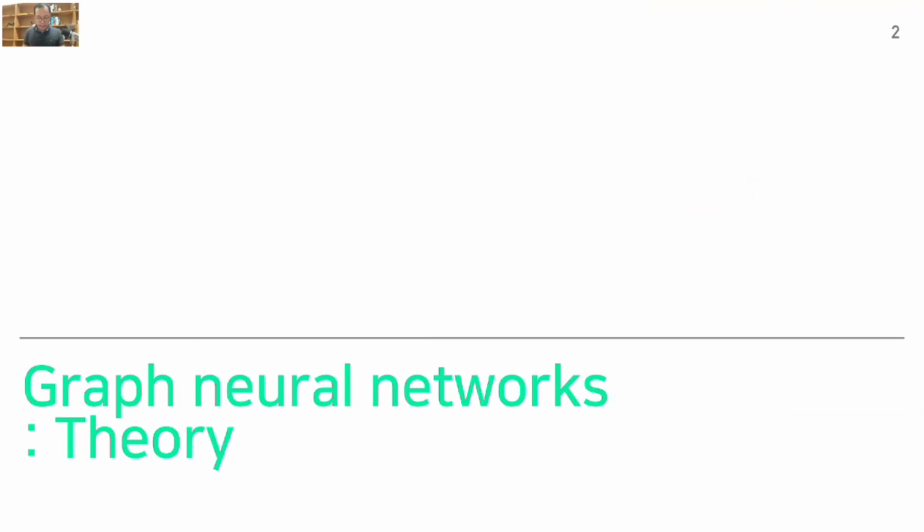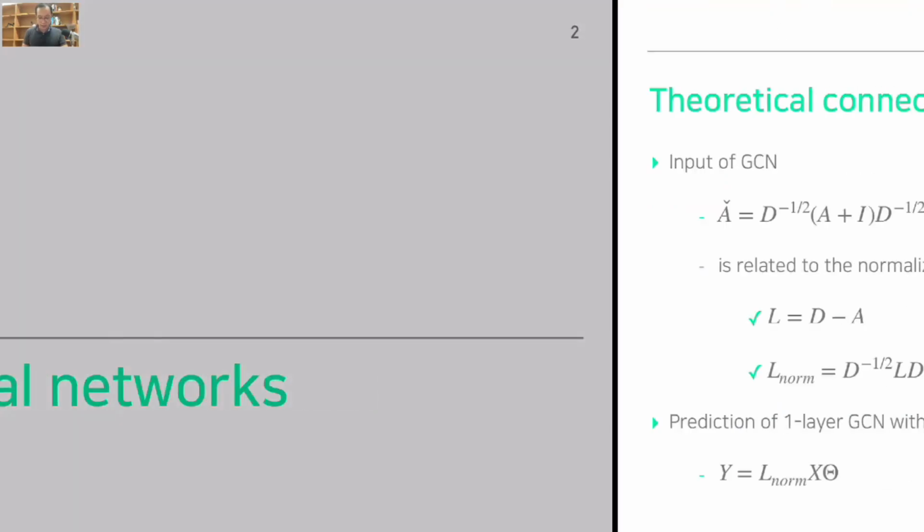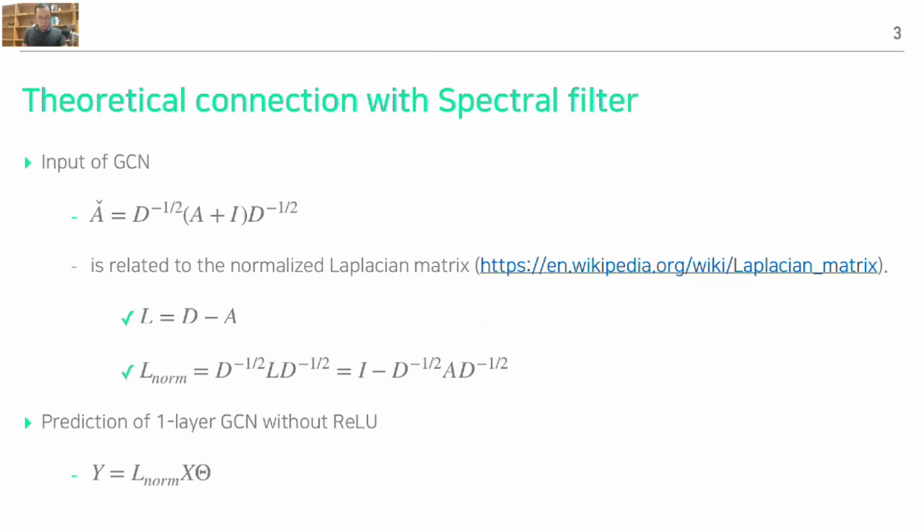Today's class is about the theory of graph neural networks. So let me start with the theoretical connection between GCN and the spectral filter. So basically, it is the same as the previous lecture.